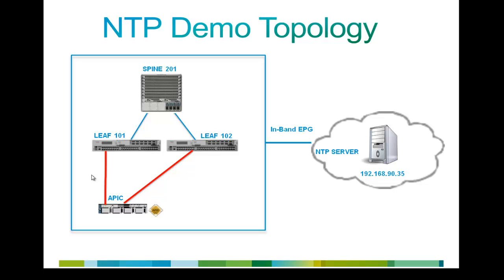I'm hosting an NTP server outside the fabric. I use an in-band EPG to reach that server. The server IP is 192.168.90.35. Now let's log into the fabric and verify the configurations, and we will proceed with the NTP server configuration and also the verification part.